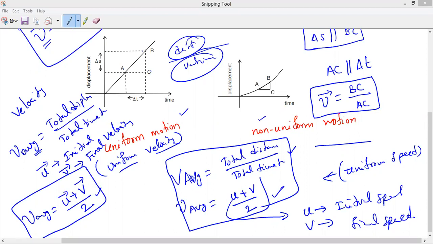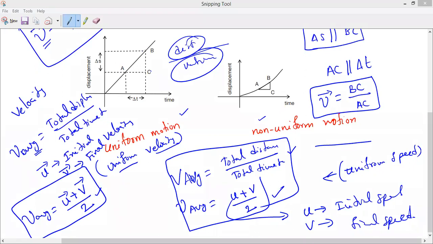As I said, the average velocity of a moving body sometimes may be equal to 0, but average speed will never become 0. Is it okay, guys? Clear? Yes, sir. So the average velocity, or even the velocity, of a moving body can become 0 sometimes. But speed or average speed cannot be equal to 0. Understanding?